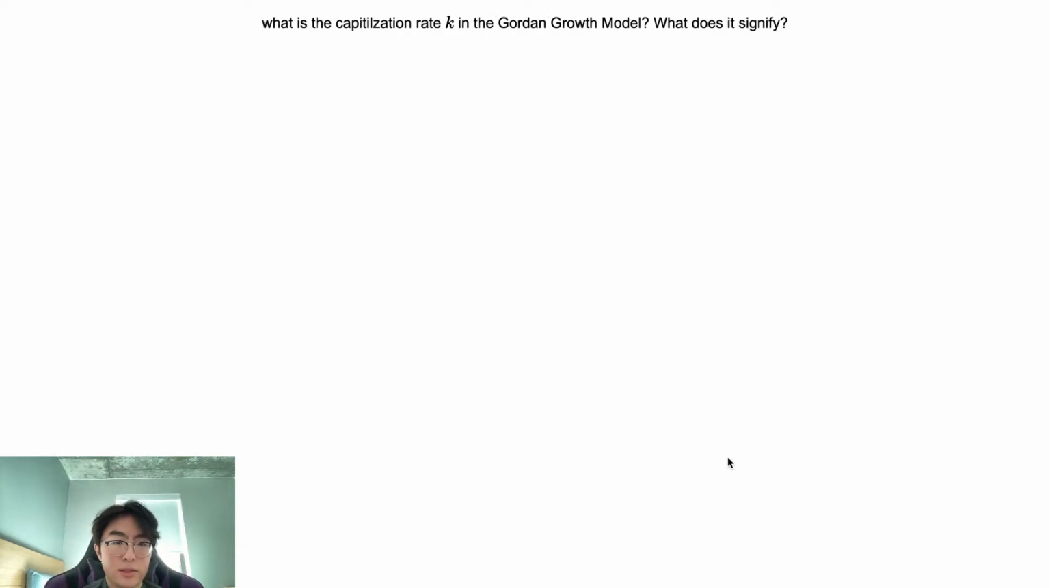What is the capitalization rate K in the Gordon growth model? What does this signify? The capitalization rate K is the R minus G term in the Gordon growth model. And I think it signifies the amount of return that is not accounted for by growth.